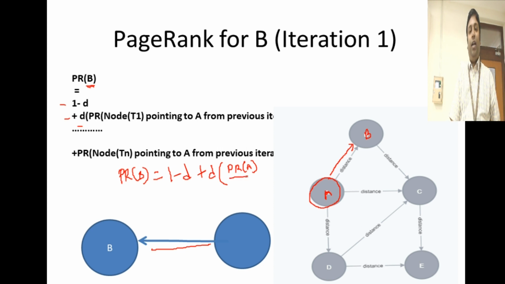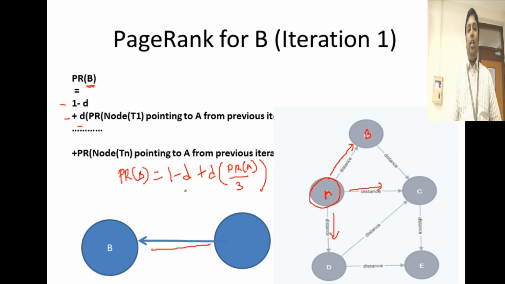Got it? And number of outgoing links for A. So there is one outgoing link, another outgoing link, another outgoing link. So how many outgoing links? 3. Are there any incoming nodes to B? No. So we'll stop the process here.